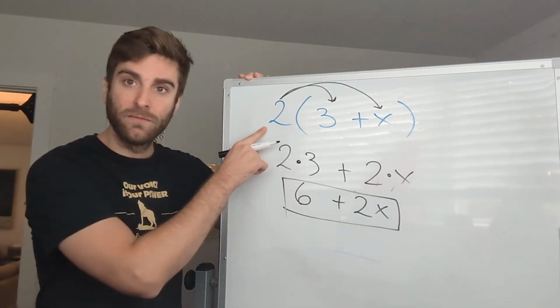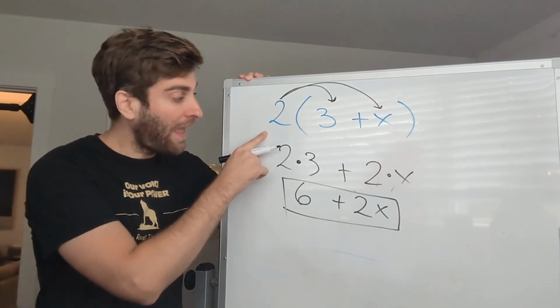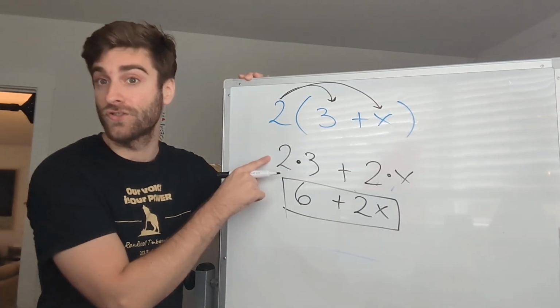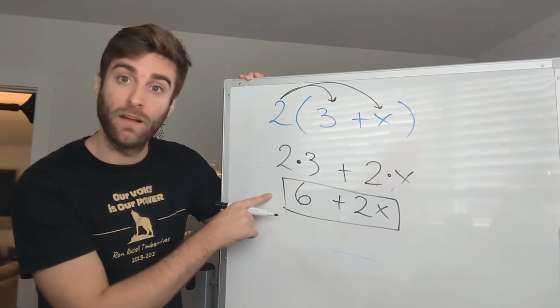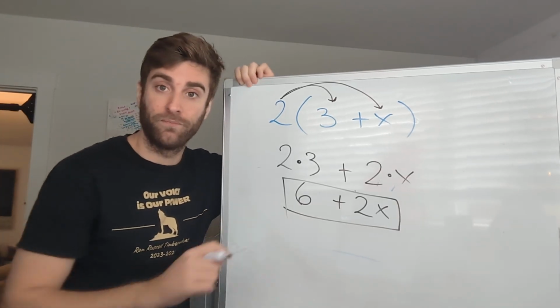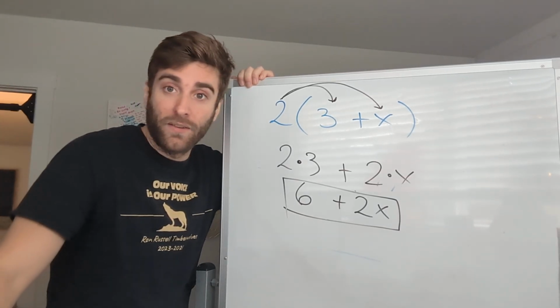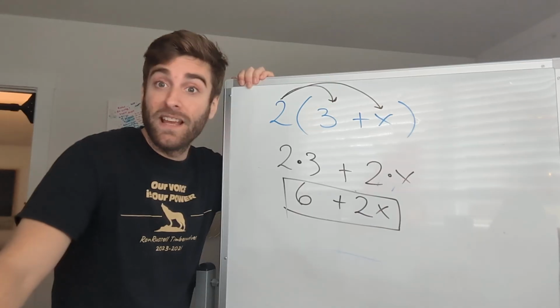We multiply by the number outside, and then do the operation. So if it's 2 times something, we multiply by 2. And we get our answer. There you go, guys. That is the distributive property in a nutshell.